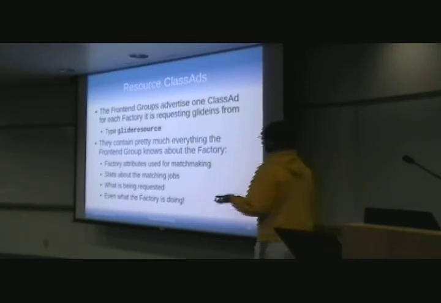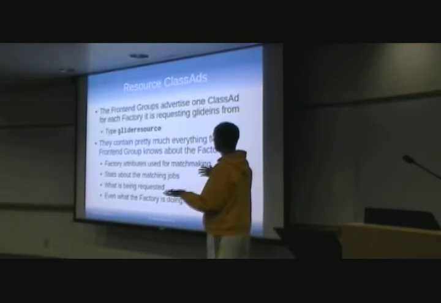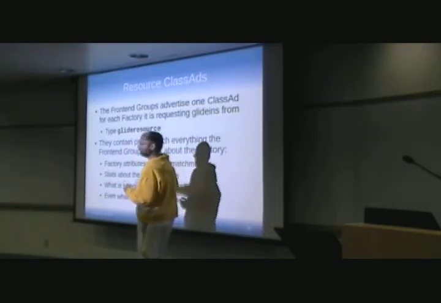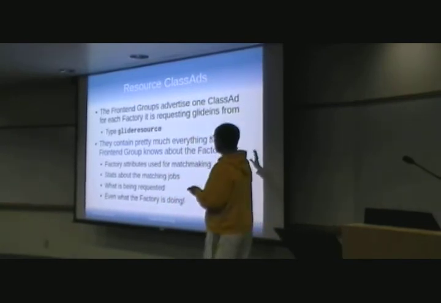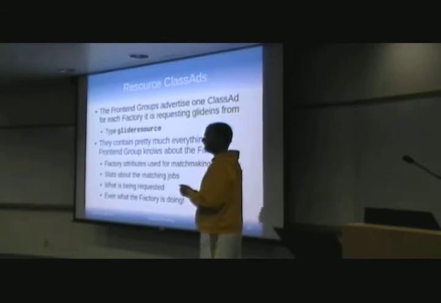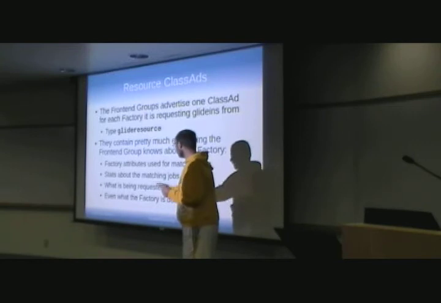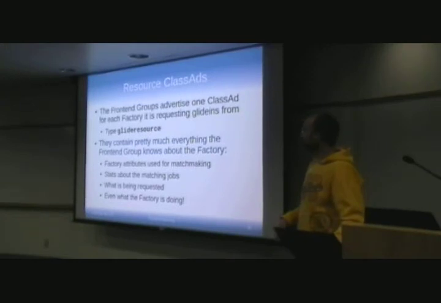Now the frontend, actually the frontend groups, advertise one classad per group for each factory that is requesting glideins from. And the classads have the type glideclient, so you can actually query them. They are in your VO collector. And they contain pretty much everything the frontend group knows about the factory. Most of the stuff that you have seen in the log and in the web pages gets also reported here, so you can actually look into it. And among other things, the factory activities used for matchmaking, stats about the monitoring job, what is being requested, even what the factory is doing, which currently is not available either in the logs or on the website.